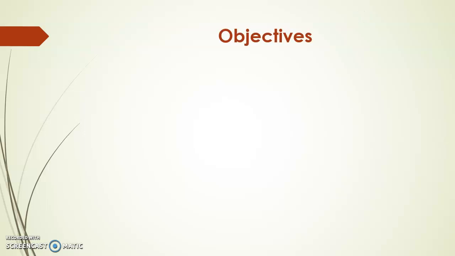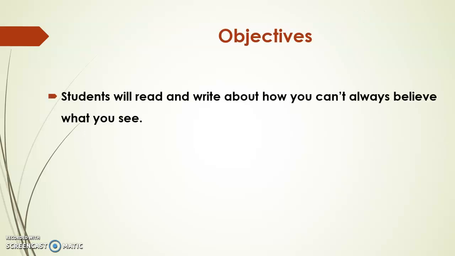The objectives. By the end of this lesson, you'll be able to read and write about how you cannot always believe what you see. By the end of this lesson also, you will create a concept map.